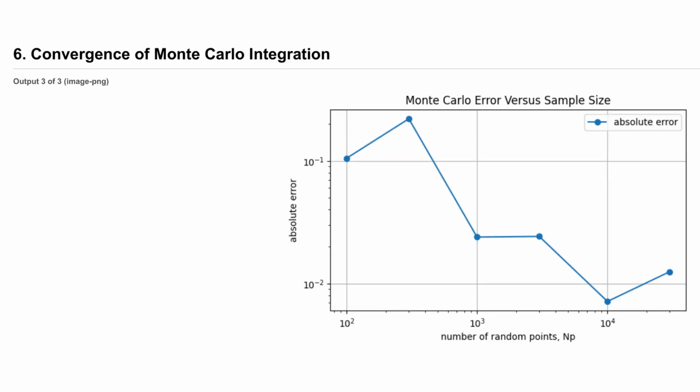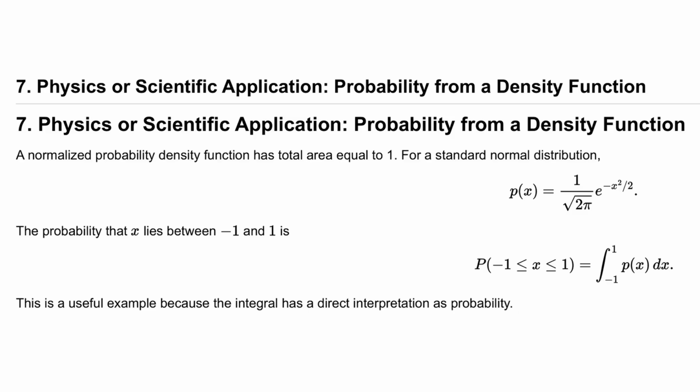This log-log plot of the error makes the trend clearer. On average, the error decreases as the square root of the number of points. To get one more decimal place of precision, we typically need to increase our sample size by a factor of 100. Let us look at a common scientific application: finding probability from a density function.